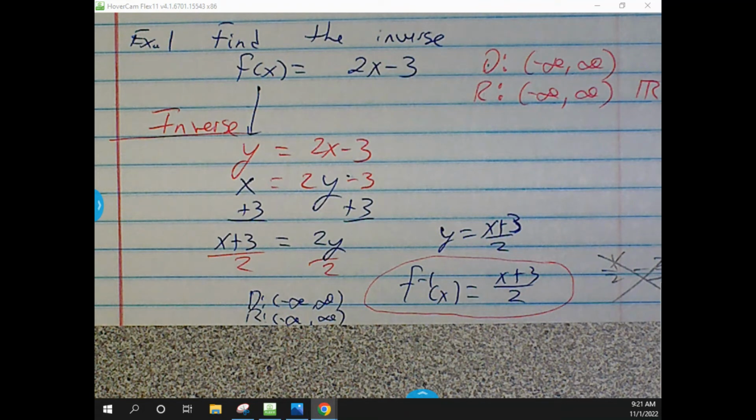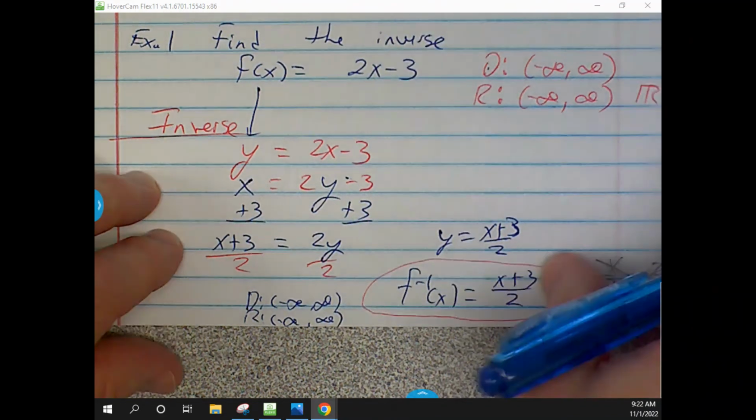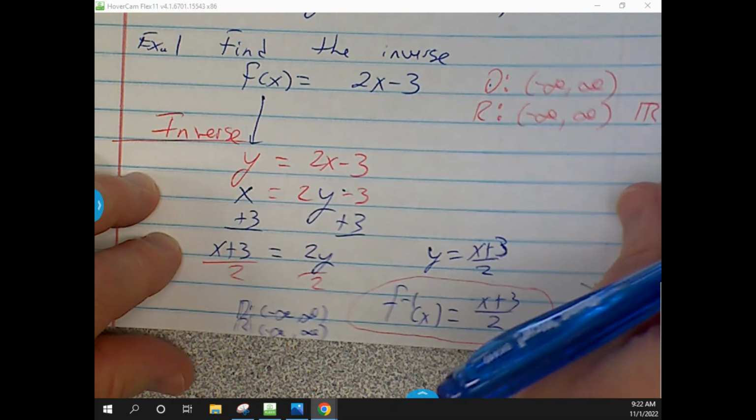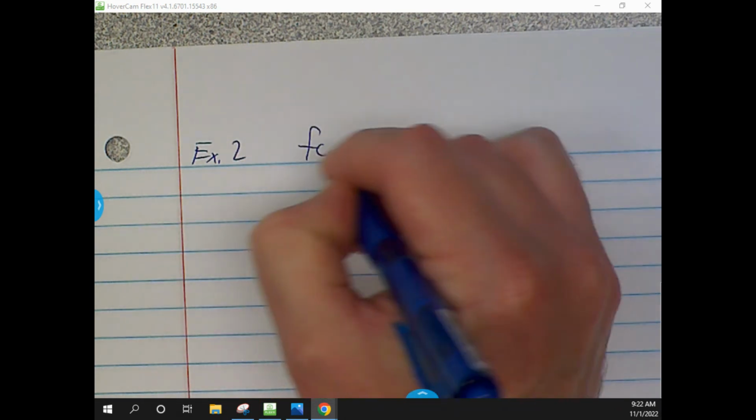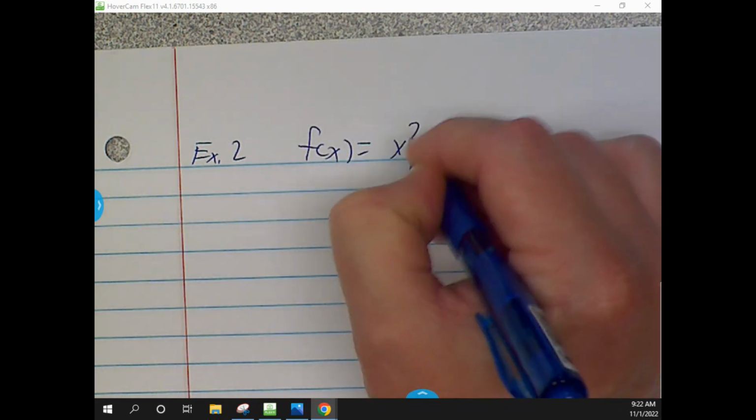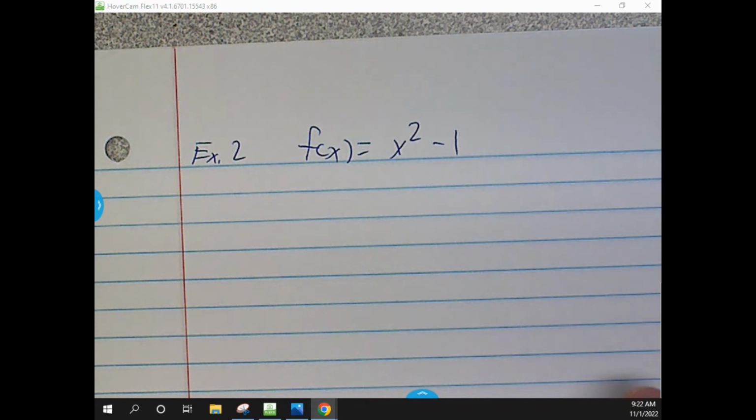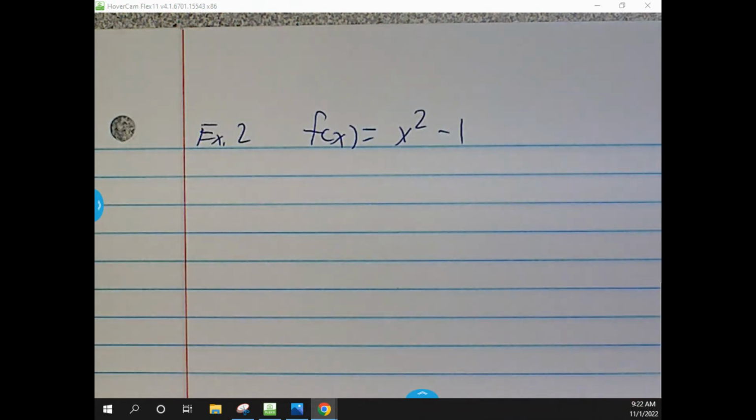All right, let's give you one that's just a little bit tougher. And we're getting close to the end. So. All right, so let's say example 2, f of x equals x squared minus 1.